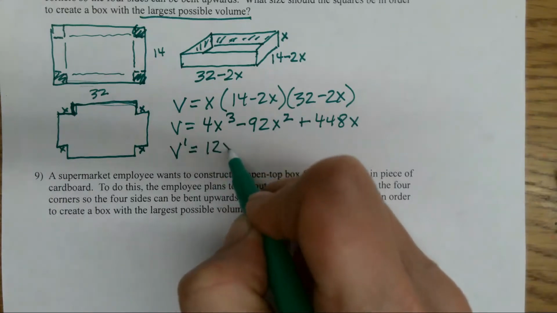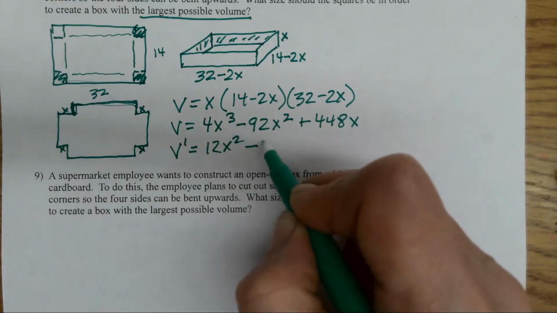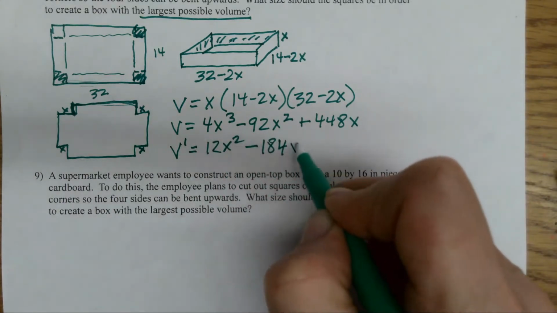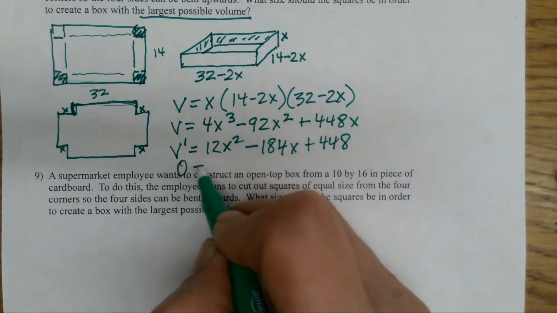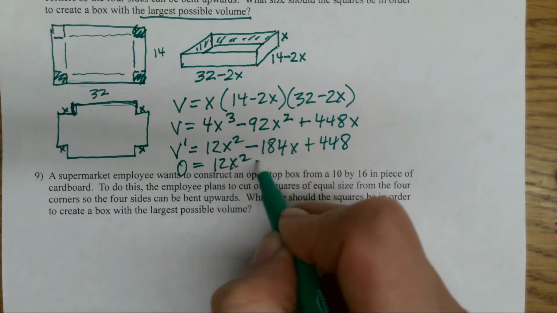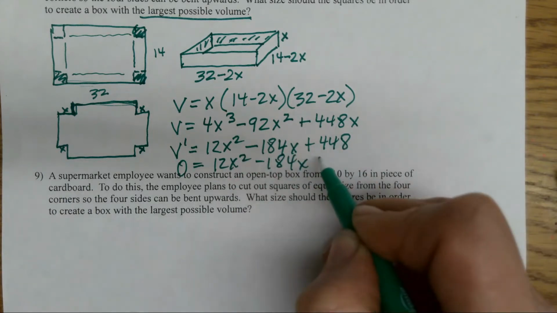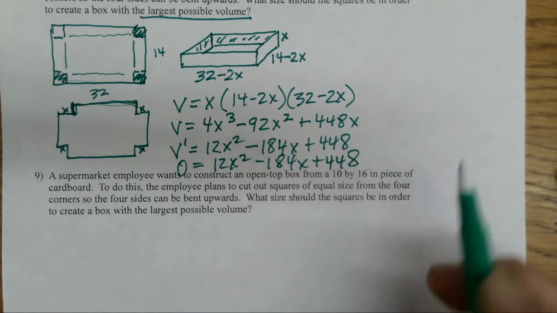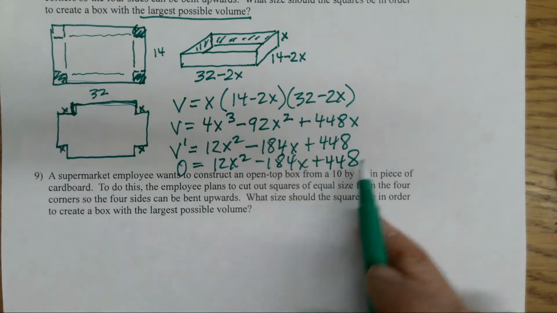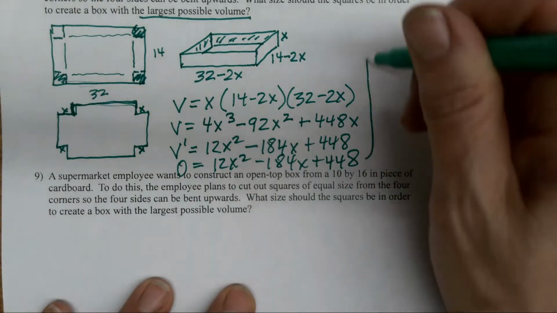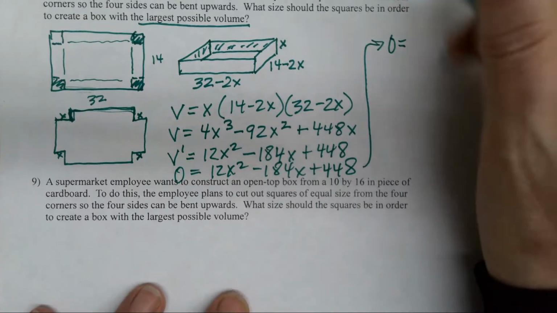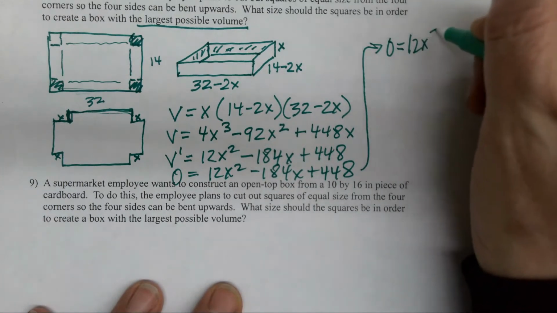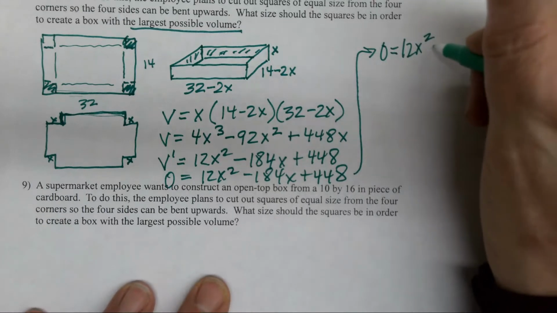So V prime is 12x squared minus 184x plus 448. This is what I'm going to set equal to 0, and I am going to solve for that. Now, normally we would factor, but these numbers are pretty big. I'm just rewriting it up here because I ran out of room down there.